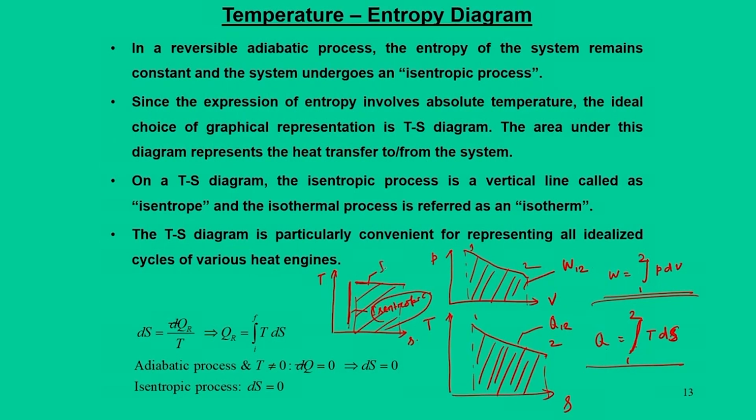To summarize, the area under the diagram represents the heat transfer to or from the system. In a TS diagram, an isentropic process is a vertical line, and we call this an isentrope, and an isothermal process is referred to as an isotherm. Why is it important? Because it is particularly convenient for representing all idealized cycles of heat engines.